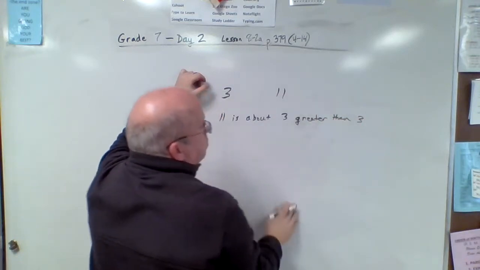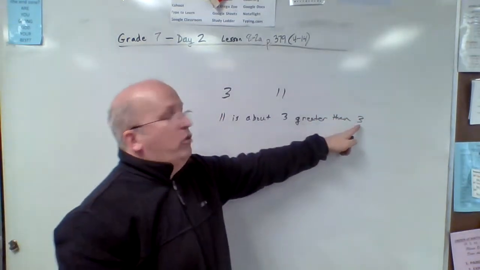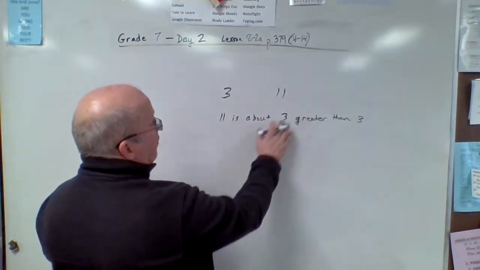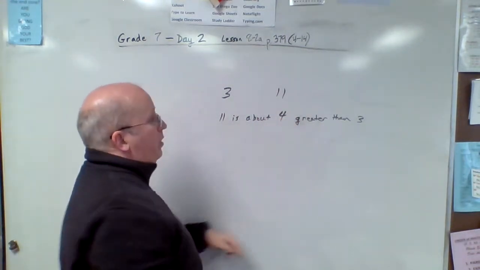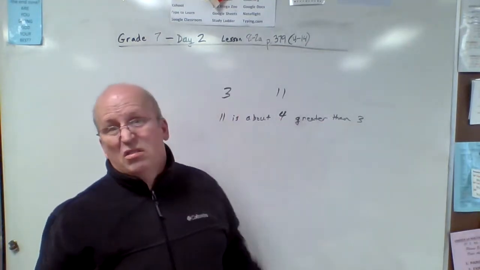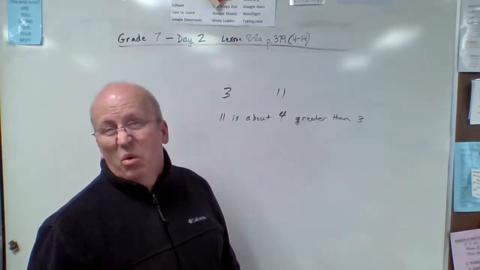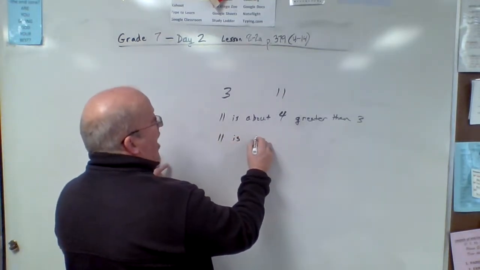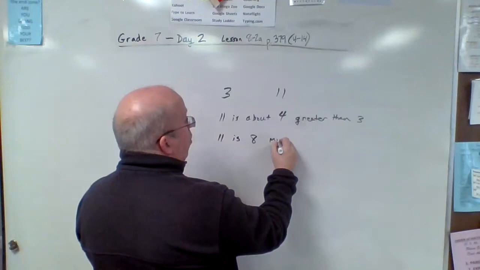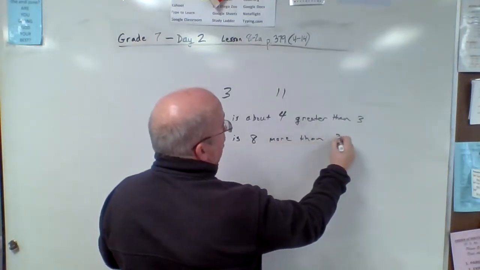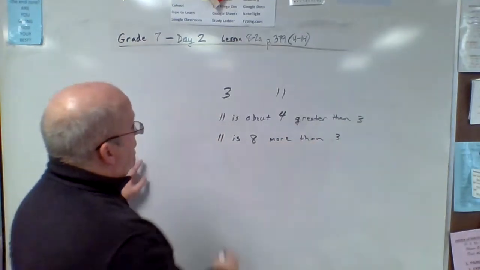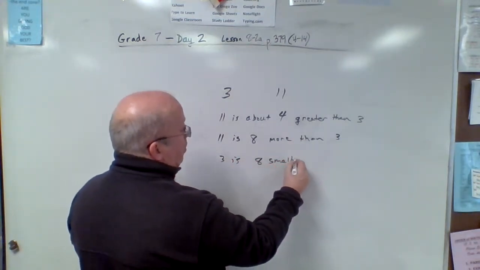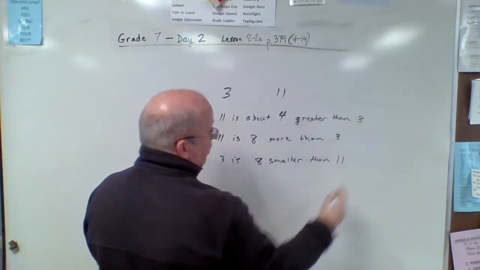than 3. Okay? It's not an exact answer, because you know that 3 times 3 is 9, and that's not exactly true. Or you could say 11 is about 4 times greater than 3, because 3 times 4 is 12, and 12 is really close to 11. Somebody could also say that 11 is 8 more than 3. Or somebody could say 3 is 8 smaller than 11.